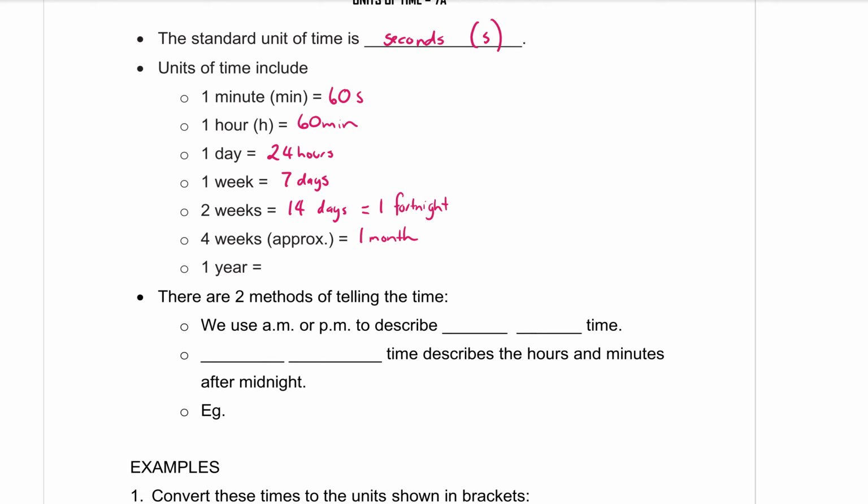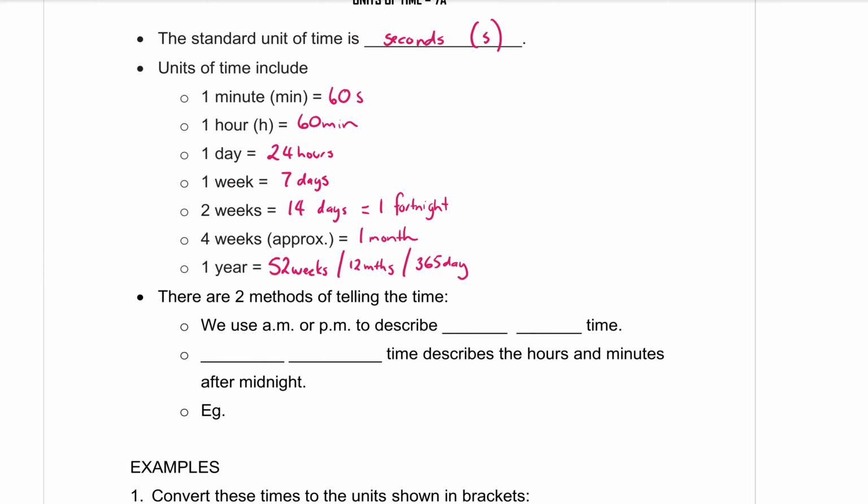1 year is 52 weeks. It's also 12 months, or 365 days. 366 if it was a leap year, but we are just going to be using 365.